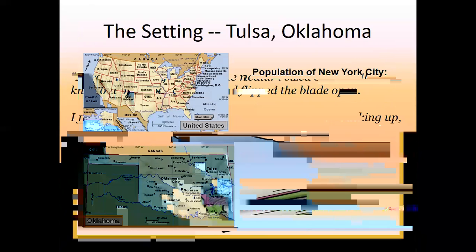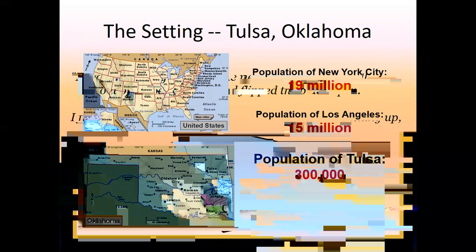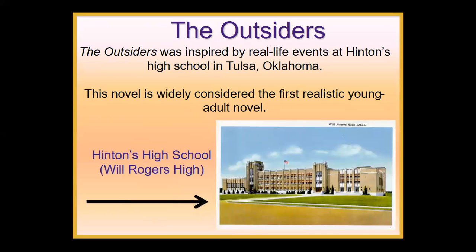Again, the setting of the story is Tulsa, Oklahoma. Tulsa, Oklahoma is very low in population. It's only made up of 300,000 people, whereas New York is 19 million people. So you can imagine that Tulsa is a very small city compared to New York City and LA. The Outsiders was actually inspired by what was happening in the author's own high school, and it's very realistic to things that she went through in her own high school.